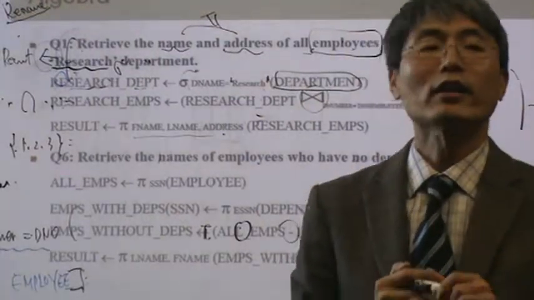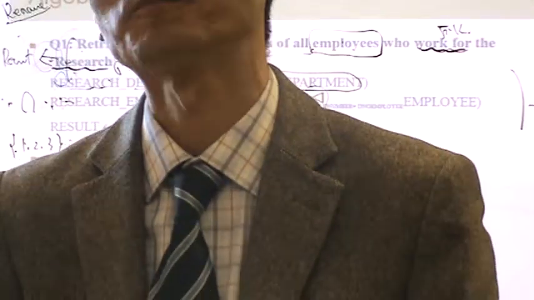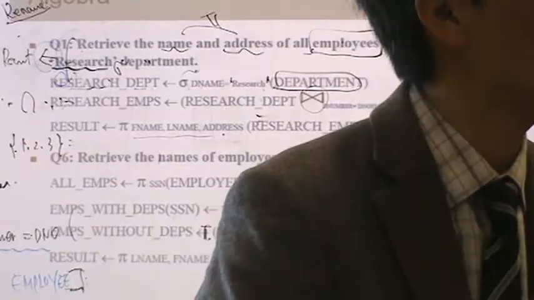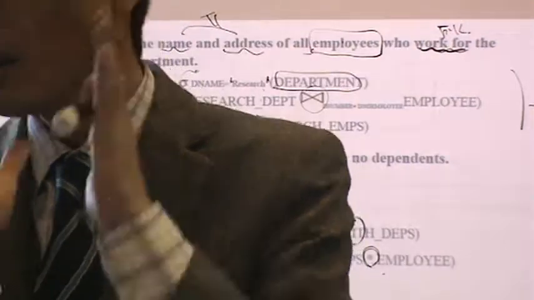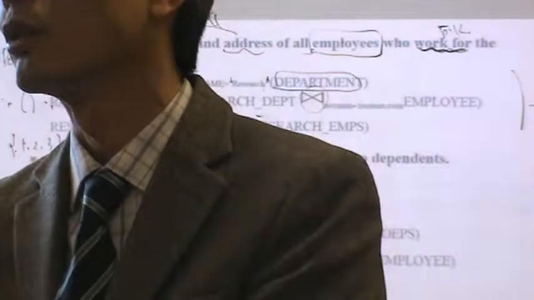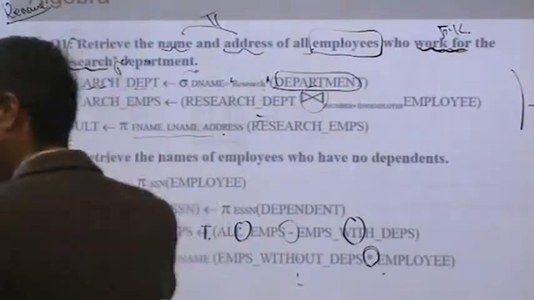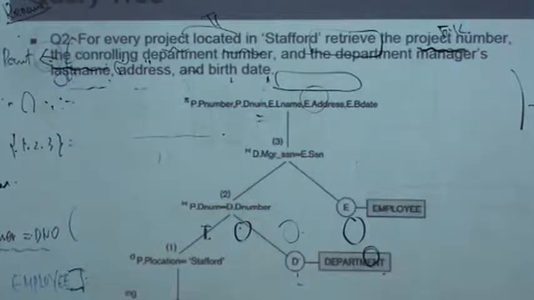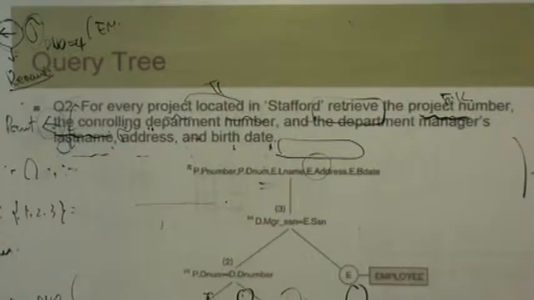So I cannot explain all the relational expressions here. So why don't you study by yourself using the textbook? At least you should be able to understand the relational algebra expressions in the textbook. Okay. So next one is query tree. We will see the query tree after the midterm exam when we discuss the query optimizer.